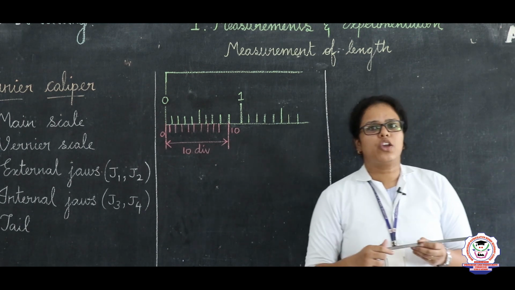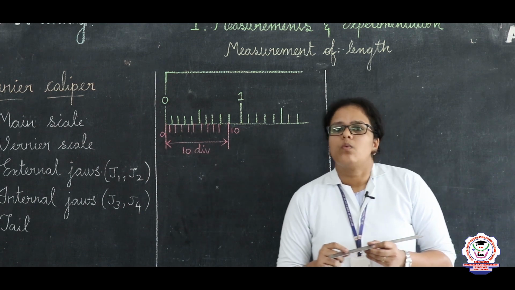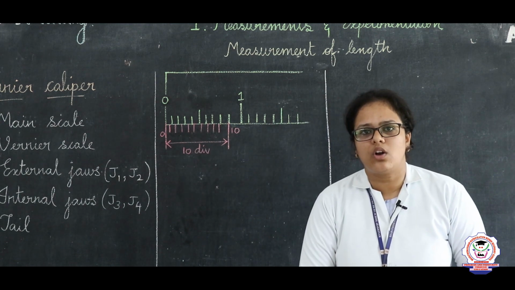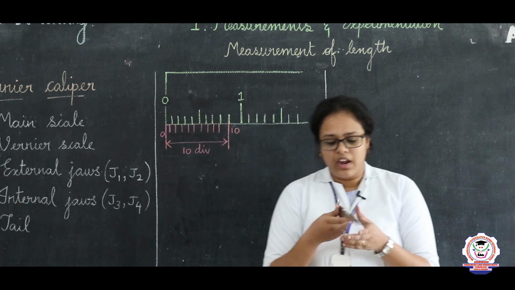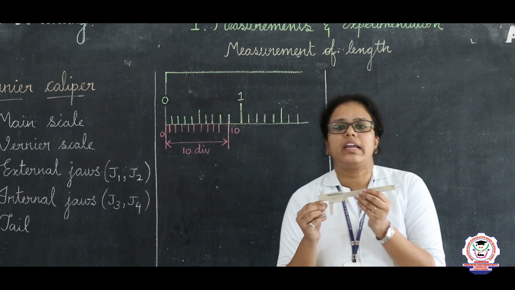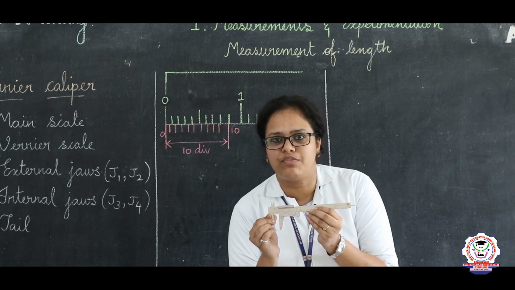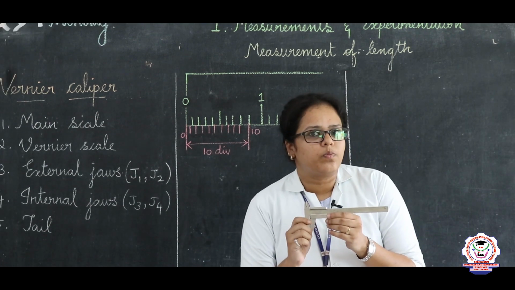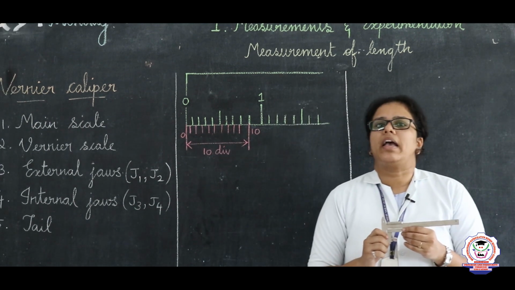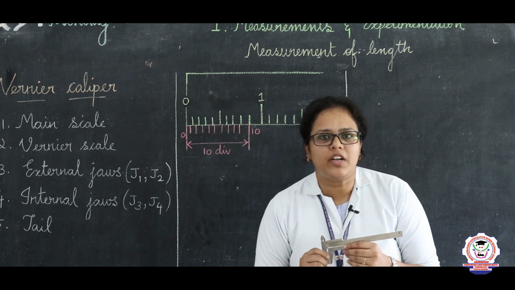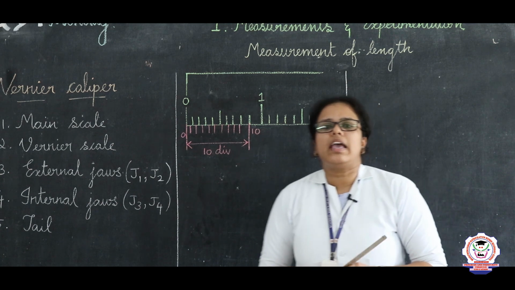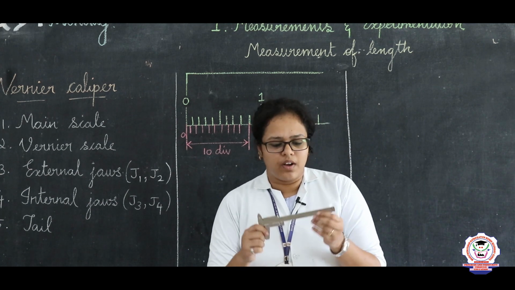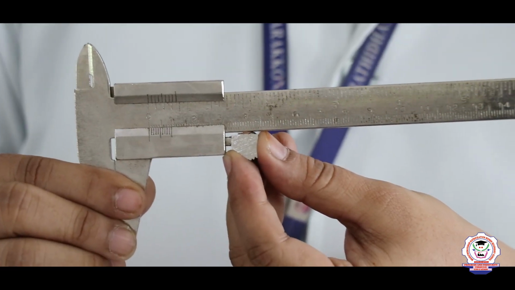So in order to get the accurate reading of the object, we are going for the other instrument called vernier caliper. See, this is a vernier caliper. In order to measure the accurate reading, we will be going for the vernier caliper. This vernier caliper was invented by Pierre Vernier. He was a French mathematician and instrument inventor. Now we will see the essential parts of vernier caliper.